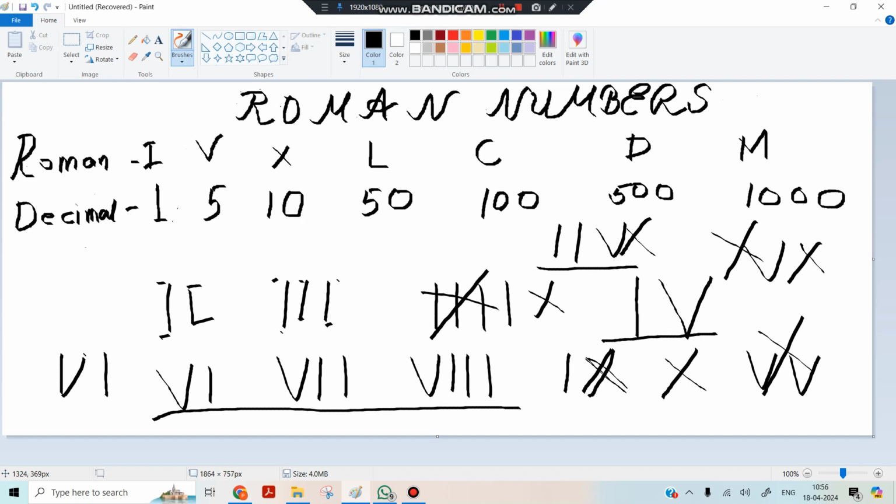And can 5 be subtracted from 10? Can we subtract 5? No, we cannot subtract 5 from 10. Why? Because for subtraction, we have to write it to the left. So can we write like this, V and X? No, we cannot write. What is the reason? Because 5 cannot be written to the left of any other bigger letter of a higher value like X or L or C. We cannot write 5 to the left. So that is why we cannot subtract 5.